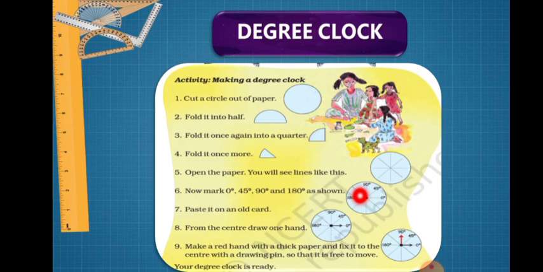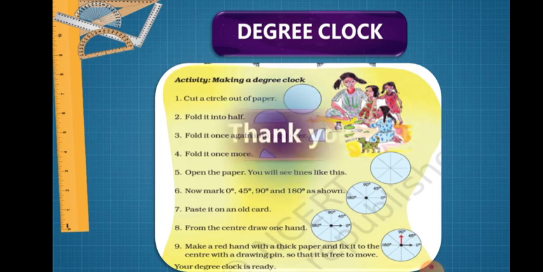Paste the circle on an old card. From the center, draw one hand. Make a red hand with thick paper and fix it to the center with a drawing pin so that it is free to move. Your degree clock is now ready, children.